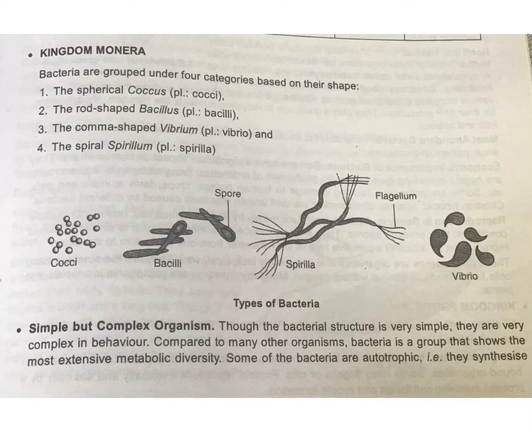So in this way, though their structure is very simple, they are very complex in their behavior. Bacteria is that group which shows the most extensive metabolic diversity. The bacteria may be autotrophic, that means they prepare their own food from inorganic substances, not from sunlight. This you have to remember. They may be photosynthetic autotrophic or chemosynthetic autotrophic, and the vast majority of the bacteria are heterotrophs. That means they are dependent upon others.